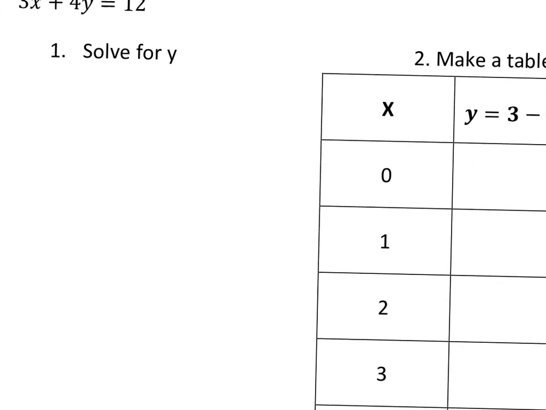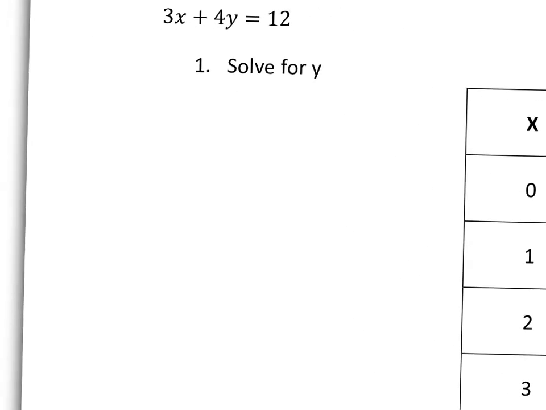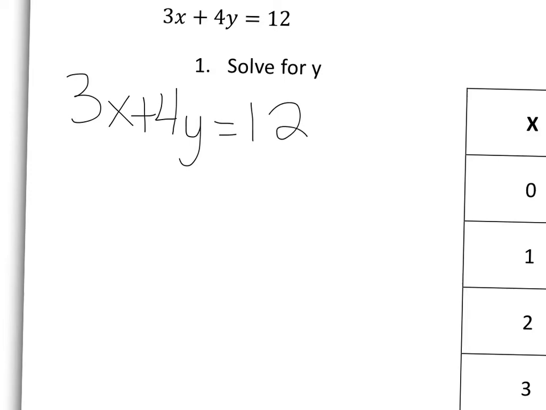Okay, so first thing, we need to solve for y. So we're going to take that equation, 3x plus 4y equals 12. We're going to solve for y. Think back to our bell work. If I want to solve for y, what would I do first? I need to subtract 3x. Very good. I need to get that y by itself, so I'm going to subtract 3x from both sides.